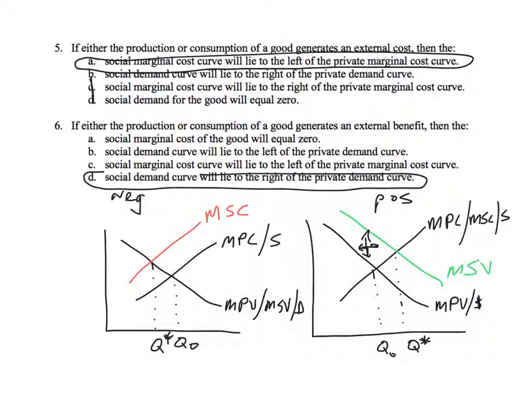This is mislabeled. I'm sure you noticed that. It should be demand curve. Marginal private value is always the demand curve.